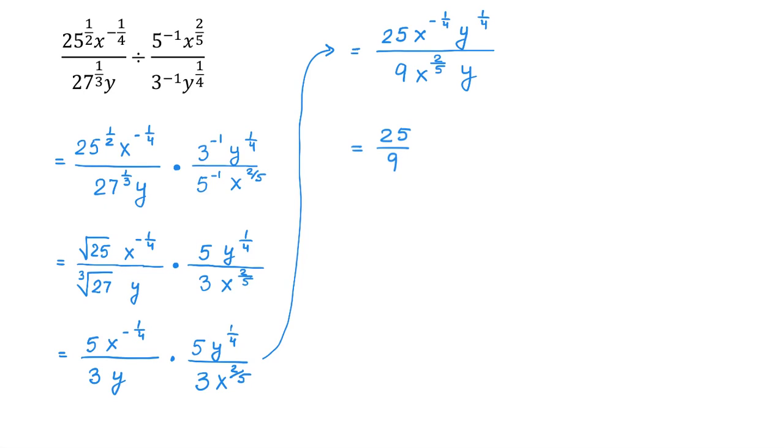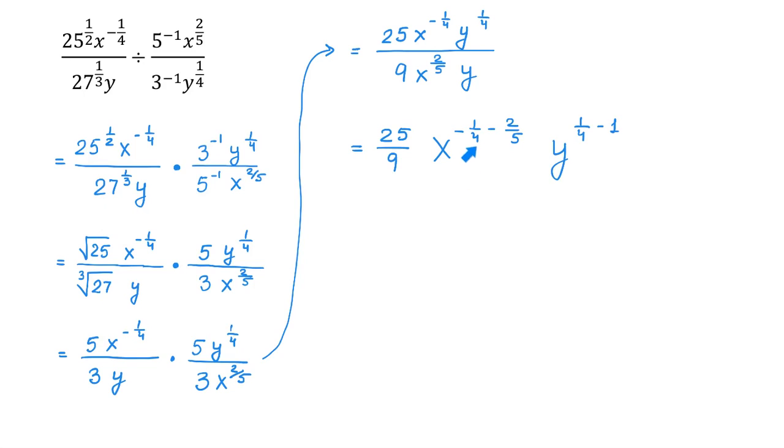But now, once we have x in the numerator and x in the denominator, we will subtract these two exponents. Then we will do the same with y. Then we will have x to the power of negative 1 over 4 minus 2 over 5, and y to the power of 1 over 4 minus 1. And this is because this y has exponent 1.